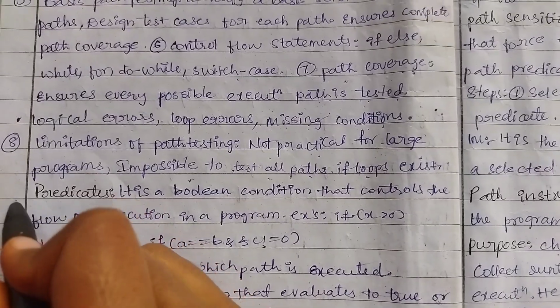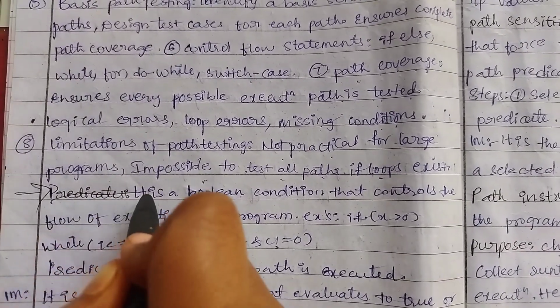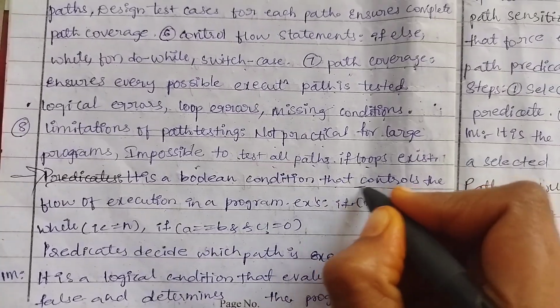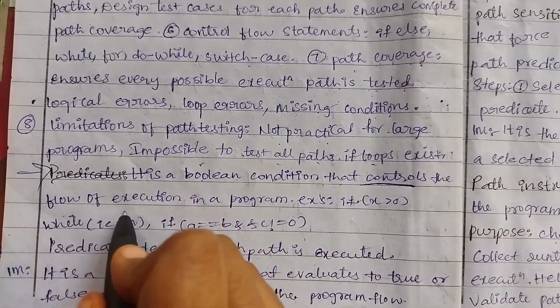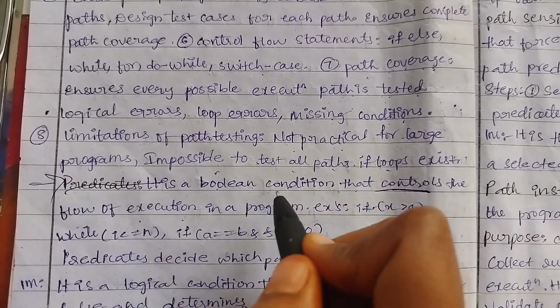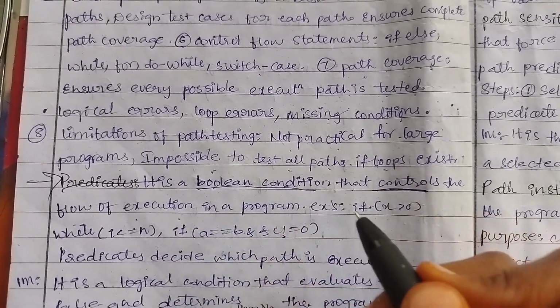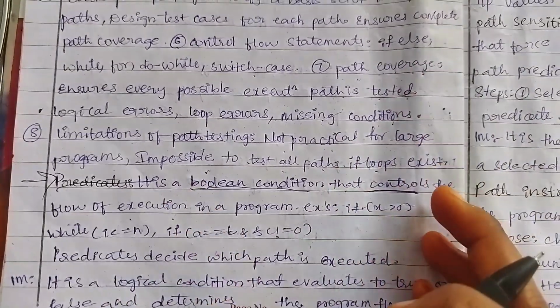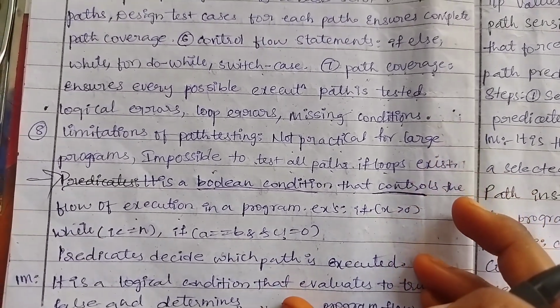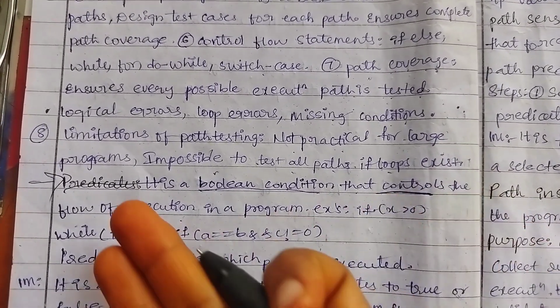Another concept is predicate. It is a Boolean condition that controls the flow of execution in a program. It is used for controlling the flow of execution in a program. It is known as a predicate.